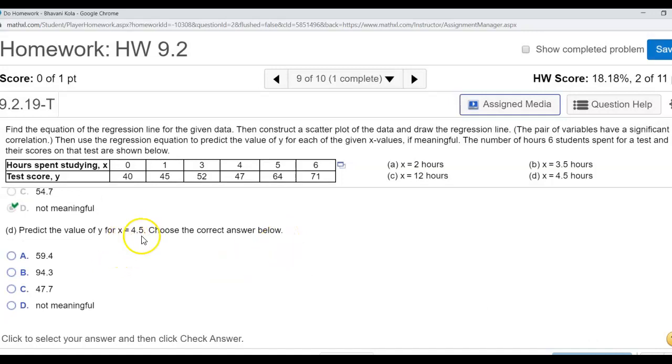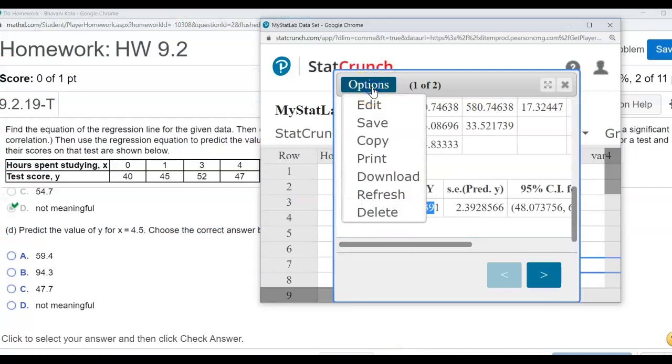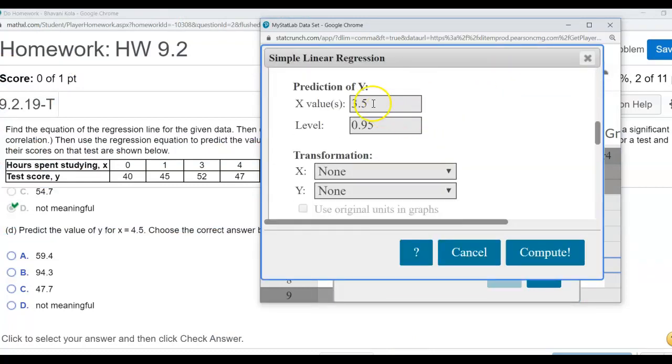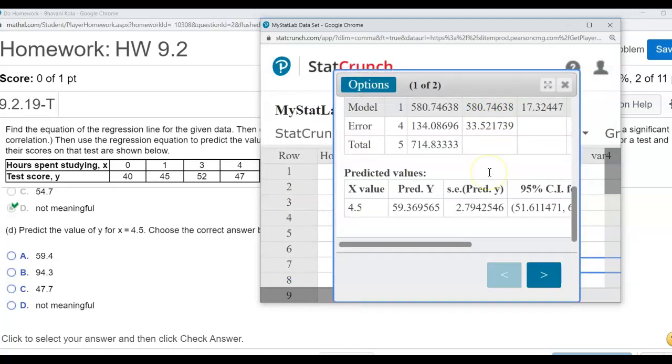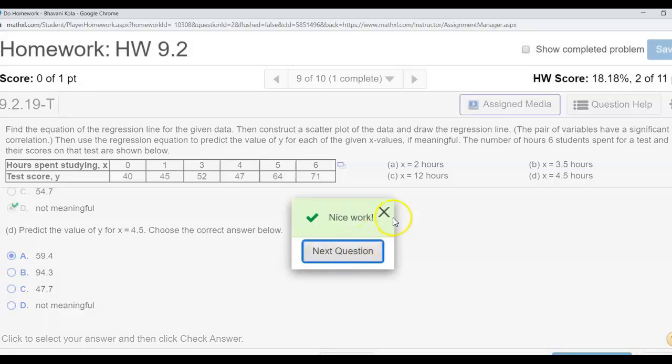And the next one is for 4.5. I'm going to do this using StatCrunch. Where do you go? Options, edit. You will scroll all the way down until you get to predictions of y. You will plug in 4.5 and compute. Scroll all the way down. You see the prediction, 59.4 rounding off, 59.4 and check.